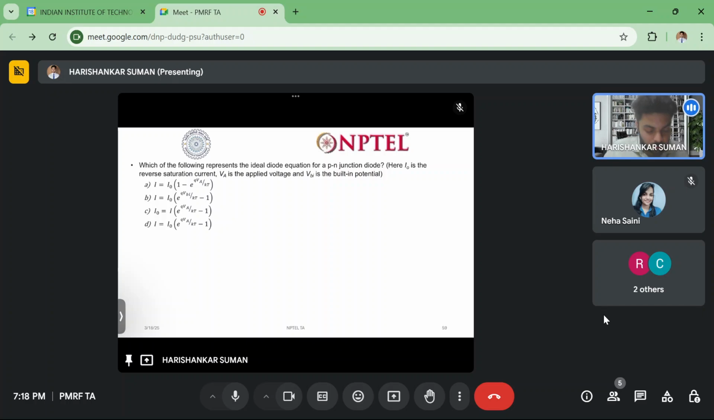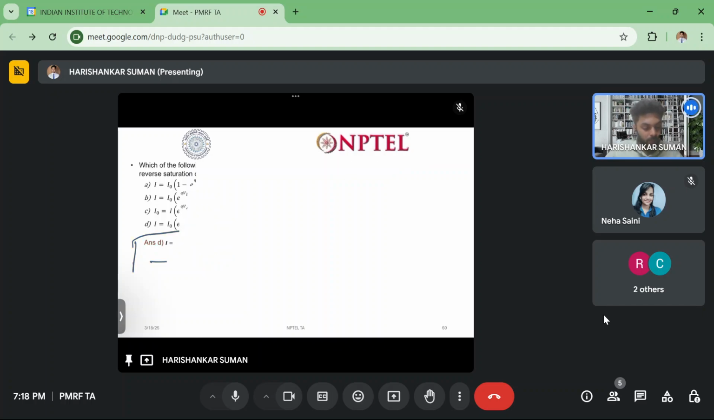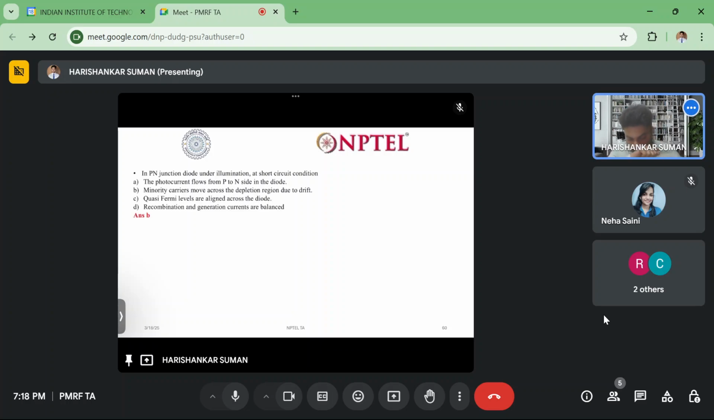Next question, which of the following represents the ideal diode equation for a PN junction diode? You should know the diode equation: I equals I naught times exponential of qV by kT minus 1. PN junction diode under illumination at short circuit condition: minority charge carriers move across the depletion region due to drift.